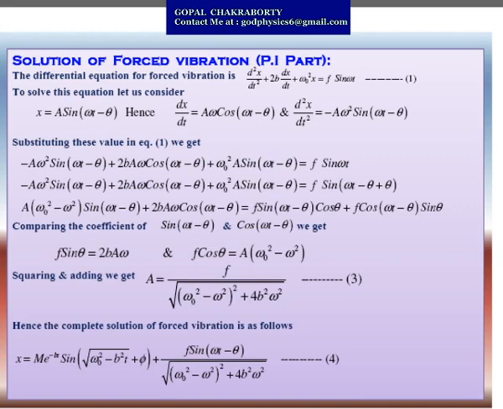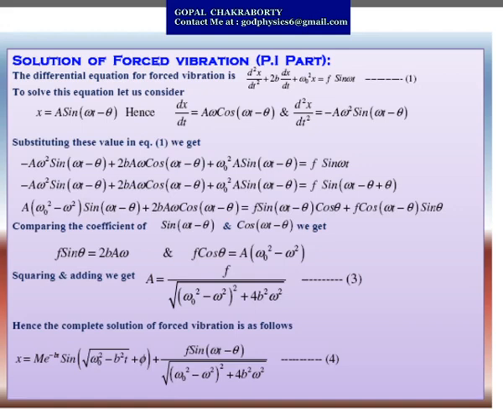Now on both sides you can see that sin(ωt − θ) and cos(ωt − θ) are there. So you can compare the coefficients of sin(ωt − θ) and cos(ωt − θ). If you compare the coefficients, what will we find? We will find that F sin θ equals 2bAω, and F cos θ equals A(ω₀² − ω²).